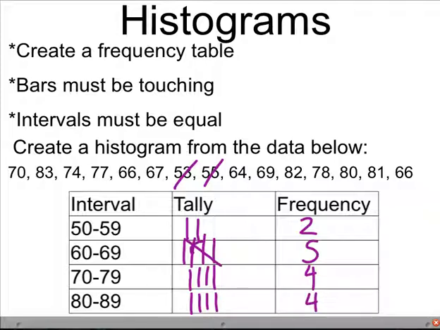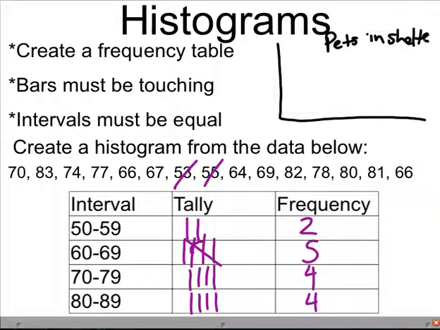So that when we start creating my histogram, let's say this data represents how many pets are in a shelter or something. So we can say pets in shelter, and down here we're going to say number of pets. And here we're going to say the frequency. Frequency is always my y-axis. And we're going to start creating our buckets from 50 to 59, a bucket from 60 to 69, 70 to 79, and my 80 to 89.